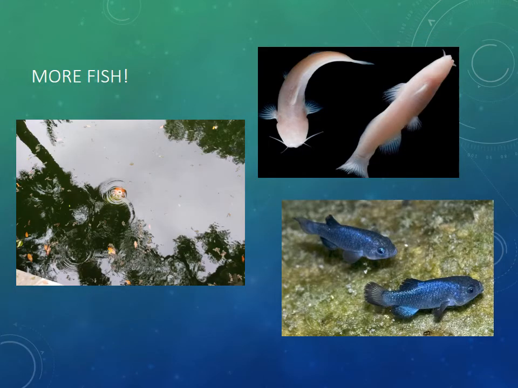Some more fish. So you can also have cave fish that kind of lose all coloration and eyes. It's very, very common to see in various dark environments for organisms. That's just an odd, striking example of a fish.